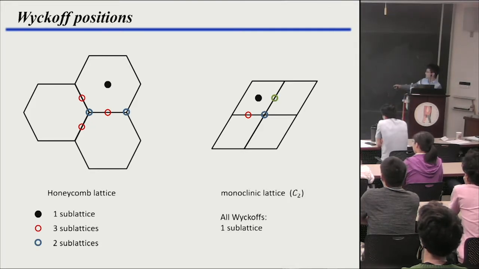And this is a lower symmetry case. In this case, you just have C2 symmetry, then you have four distinct Wyckoff positions. If you want to create a trivial band, you can put your orbital on any of them.